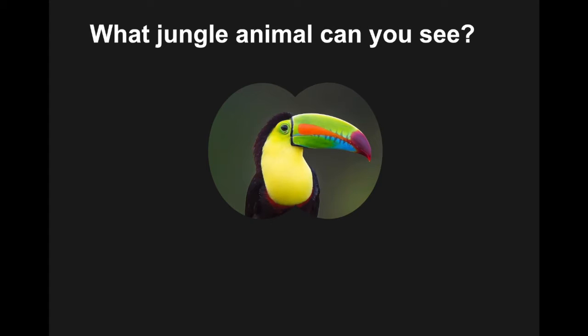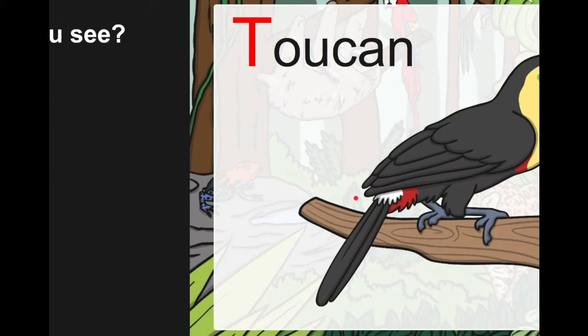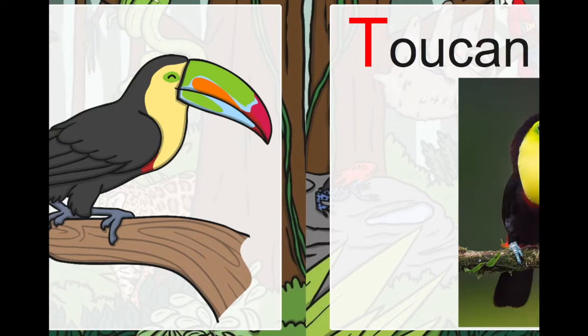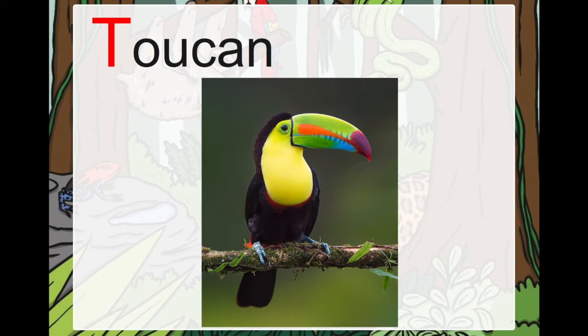What jungle animal is this? It's a toucan. Look at that colorful beak. It looks like a rainbow. And toucan starts with a T. Toucan. This one's in real life.